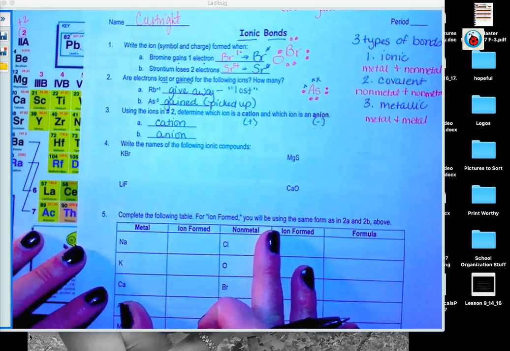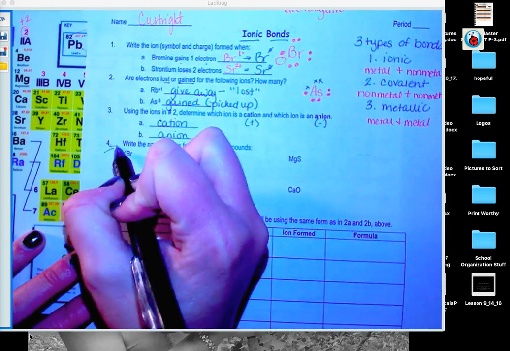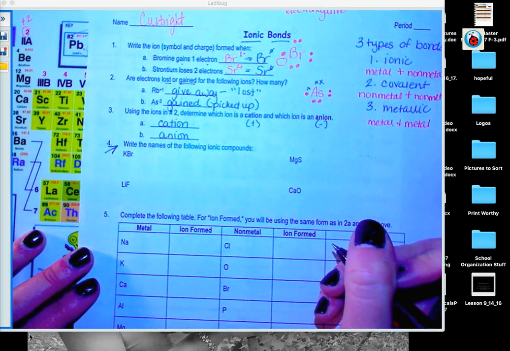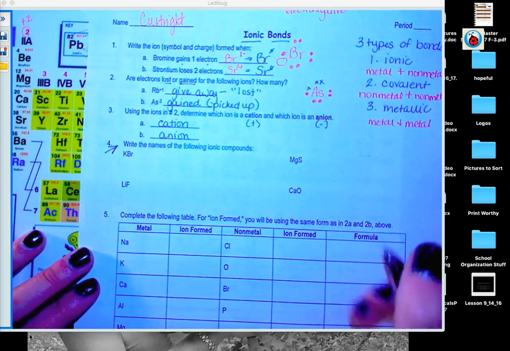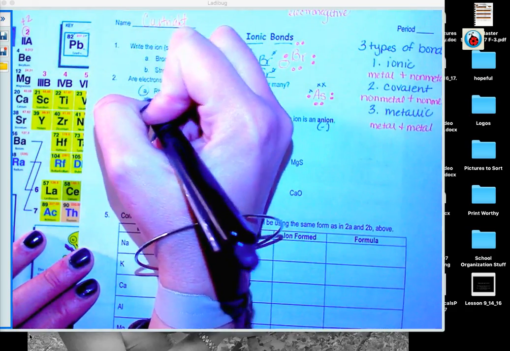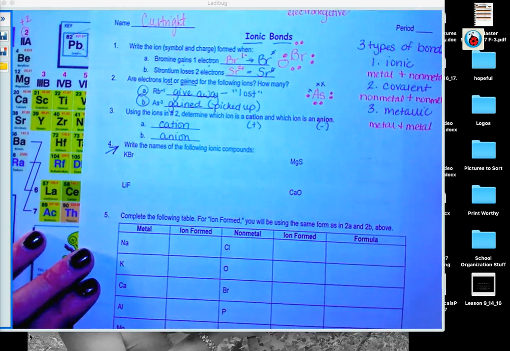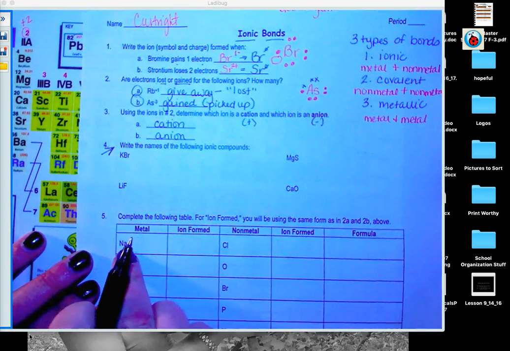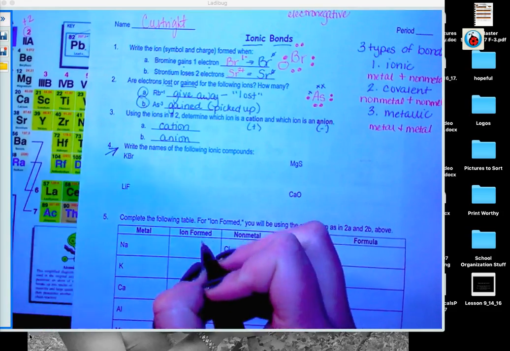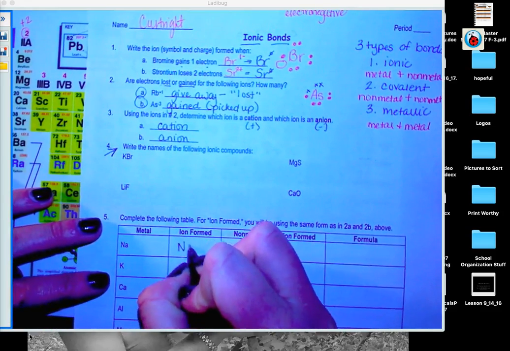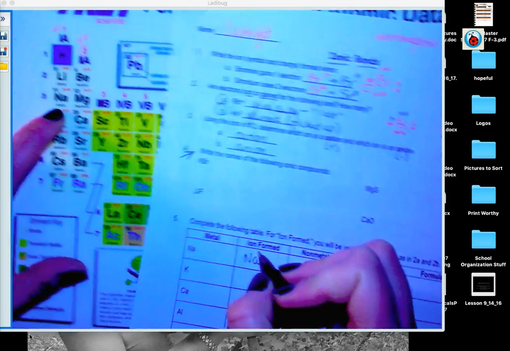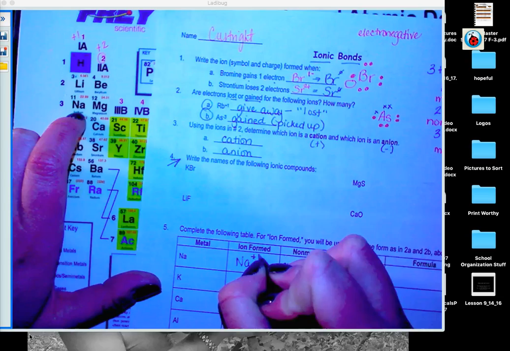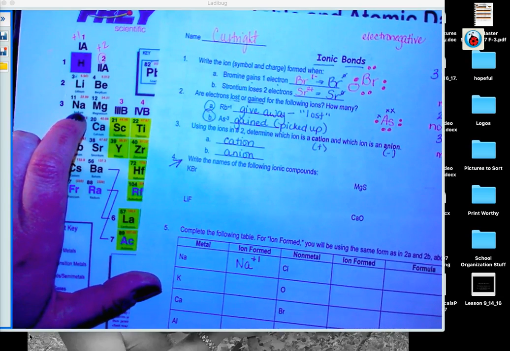I'm going to skip the naming part until I get back with you guys in person. But down here, what I would like for you guys to do is write the ion that is formed. This is going to be the exact same thing as you did up here from 2A and 2B. So you're going to use the same exact form as up there. So Na, is that going to be a plus or a minus? Well, sodium is going to be Na. And if you look up here on the periodic table, there is sodium. And that's going to give you a +1 because sodium has a +1 ion.